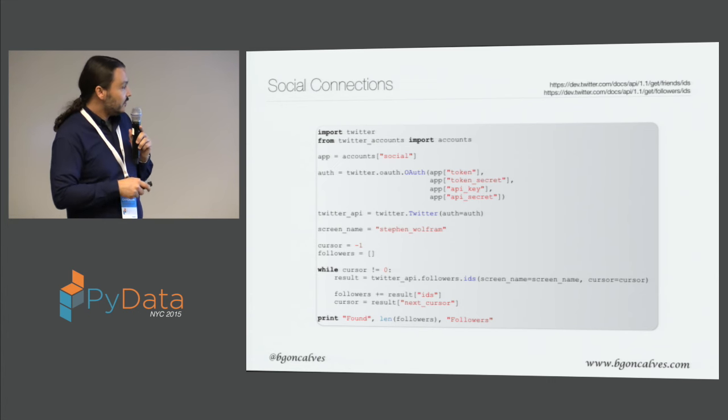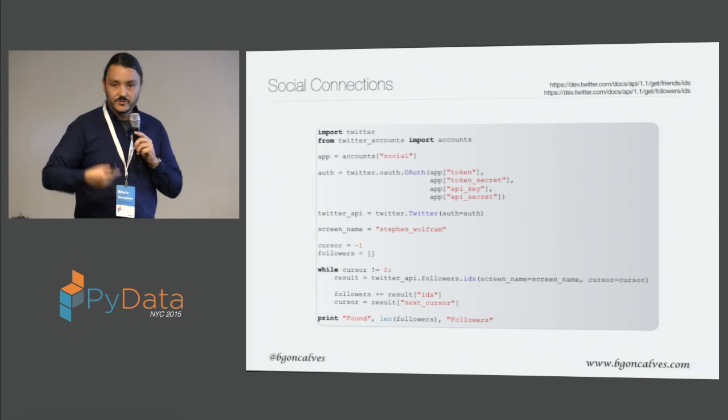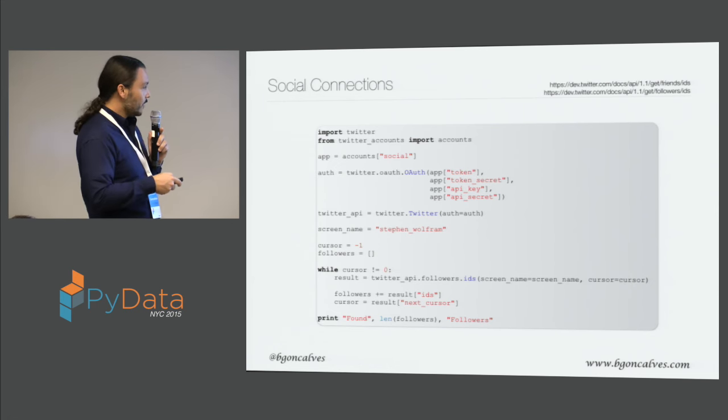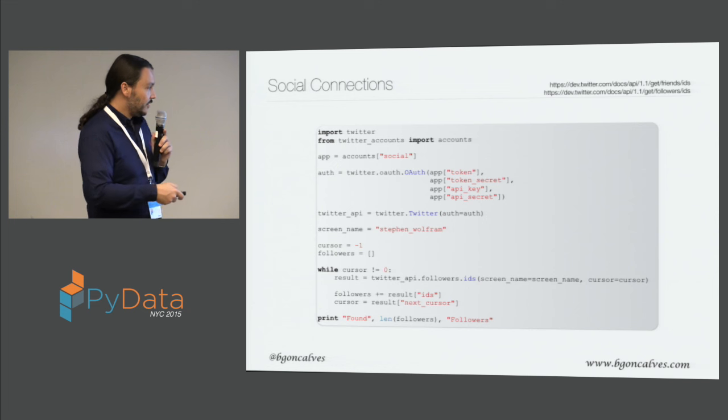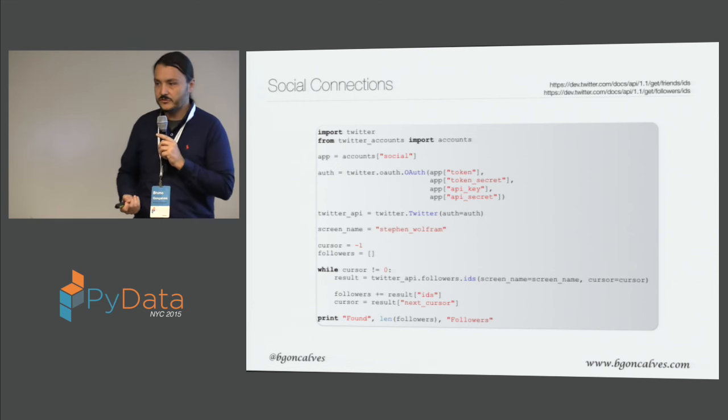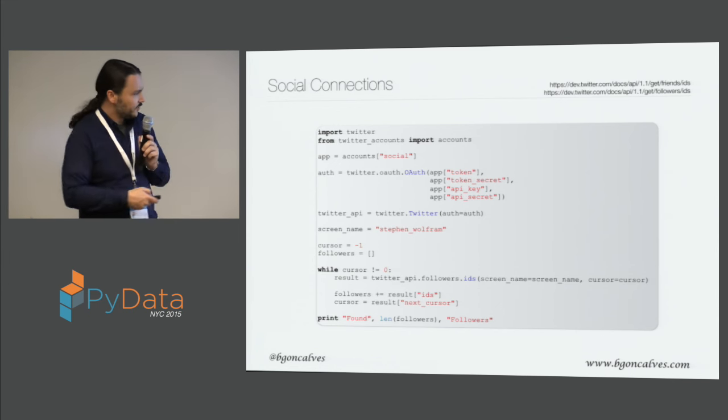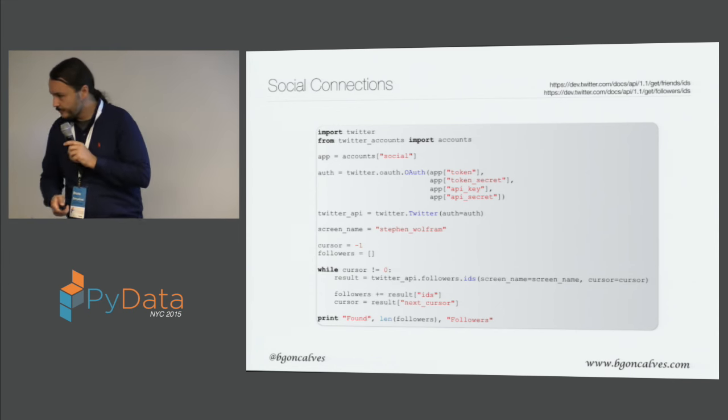So a simple example of how you do this. Again, you do the authentication. Now we're looking for Stephen Wolfram. Start with cursor -1 means start at the beginning. I'm looking for followers, asking for followers of this screen name, starting with cursor -1, and while the cursor is not 0, so when the cursor is 0, it ends. And this is just updating a list with all the follower IDs. Right? I forget how many followers this gives you, but it gives you a lot.